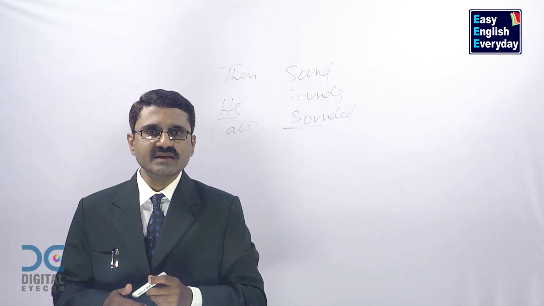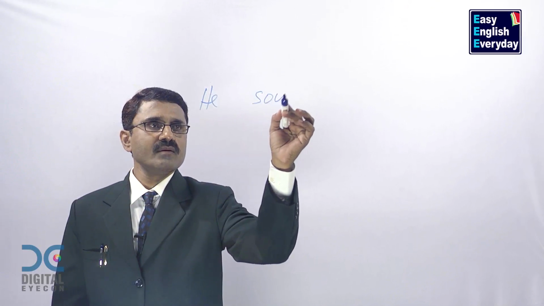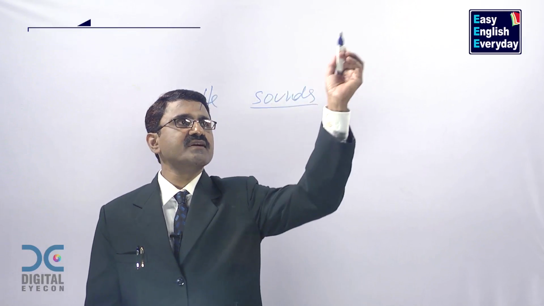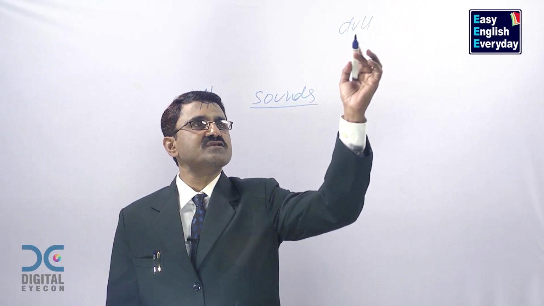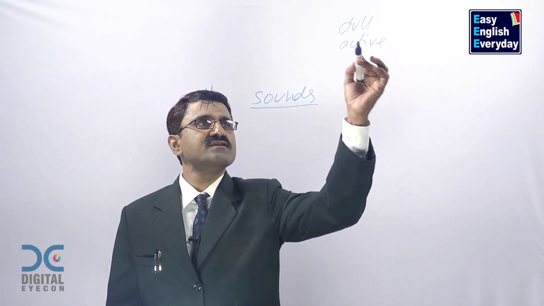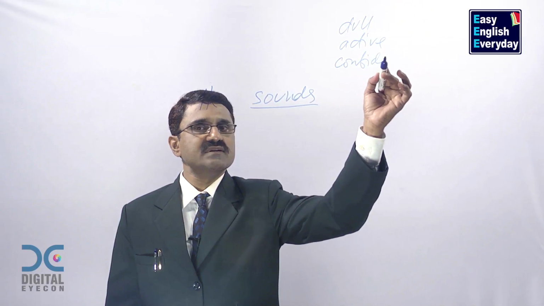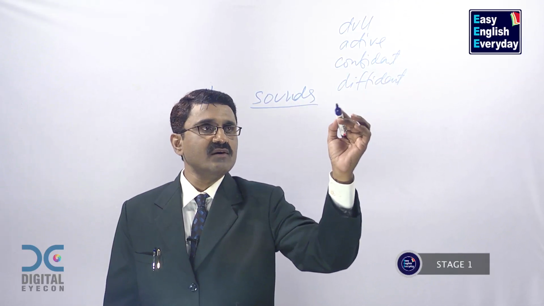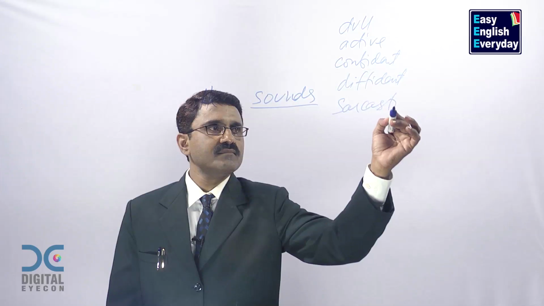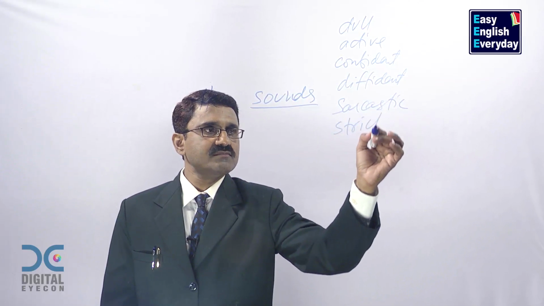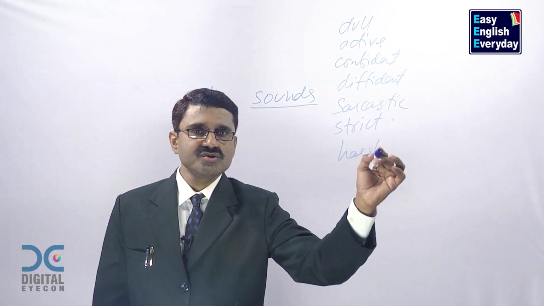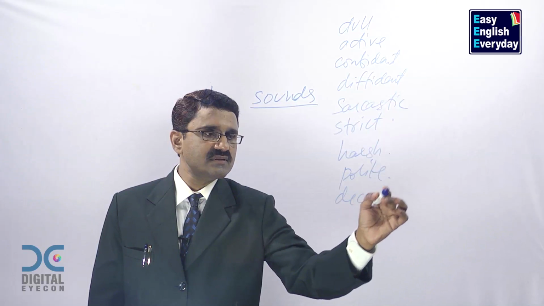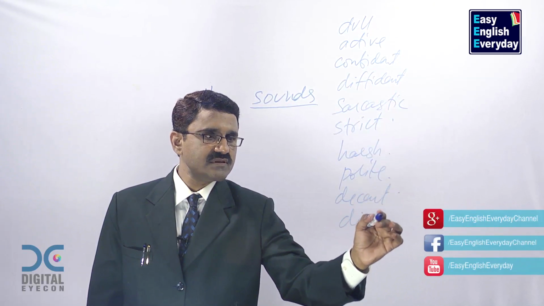Now how to make sentences? He sounds. This is present tense. He sounds. Now look at the way we are making sentences. He sounds dull. He sounds active. He sounds confident. He sounds diffident. He sounds sarcastic. He sounds strict. He sounds harsh. He sounds polite. He sounds decent. He sounds dignified.